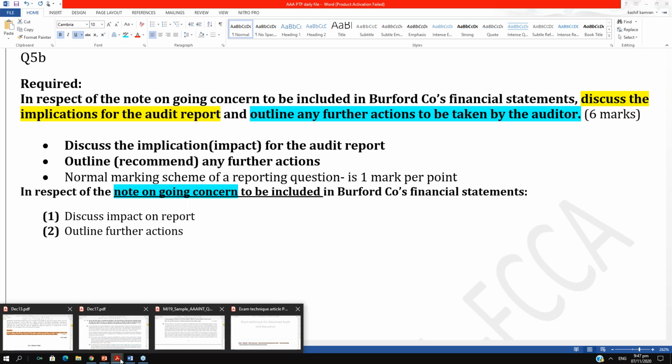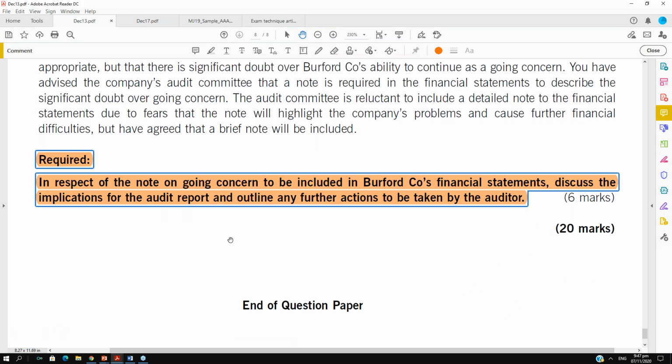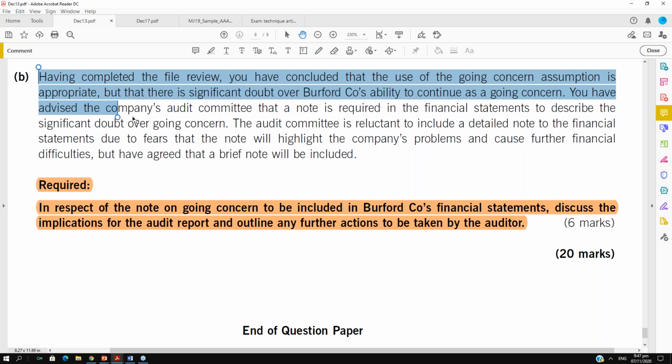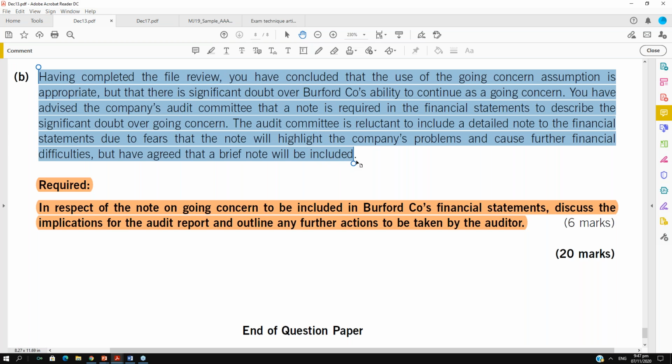Okay, let me show you the case. Can you just read this small paragraph coming here, the B part, in respect of the note to be included? Just read this orange paragraph in like 2 minutes, and let's see what should be the answer. Prepare yourself for an answer in 2 to 3 minutes.